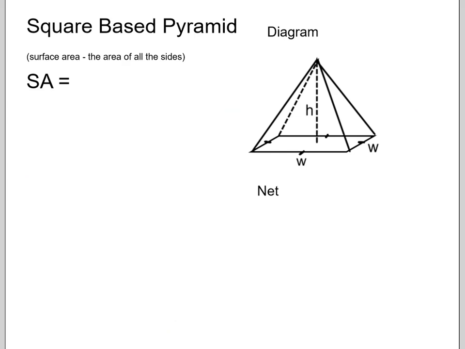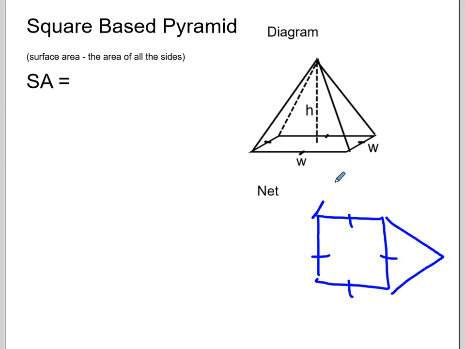Square-based pyramid. So now surface area for this one. We'll do the calculation in a minute. A square-based pyramid would look something like this. There's the base. Now there are 4 triangles that come off of that base that all fold up.